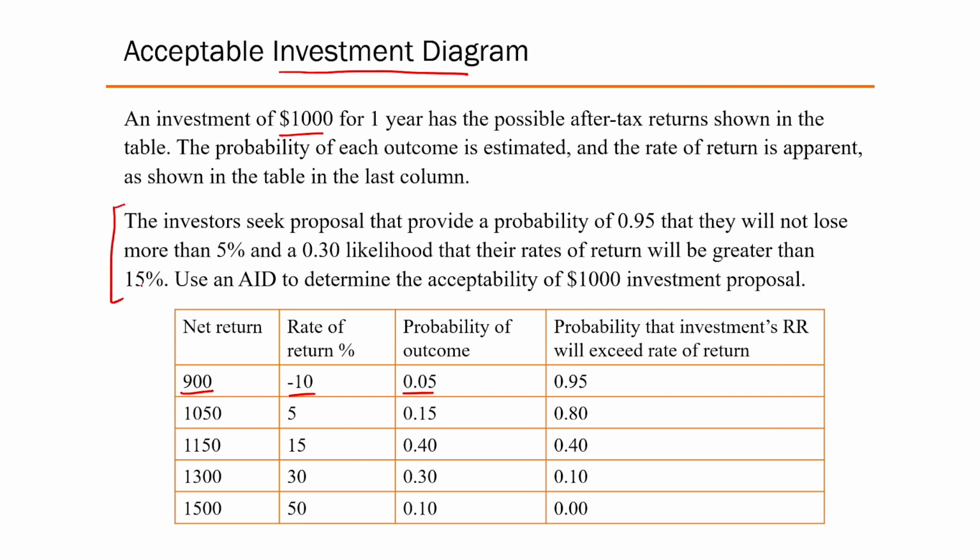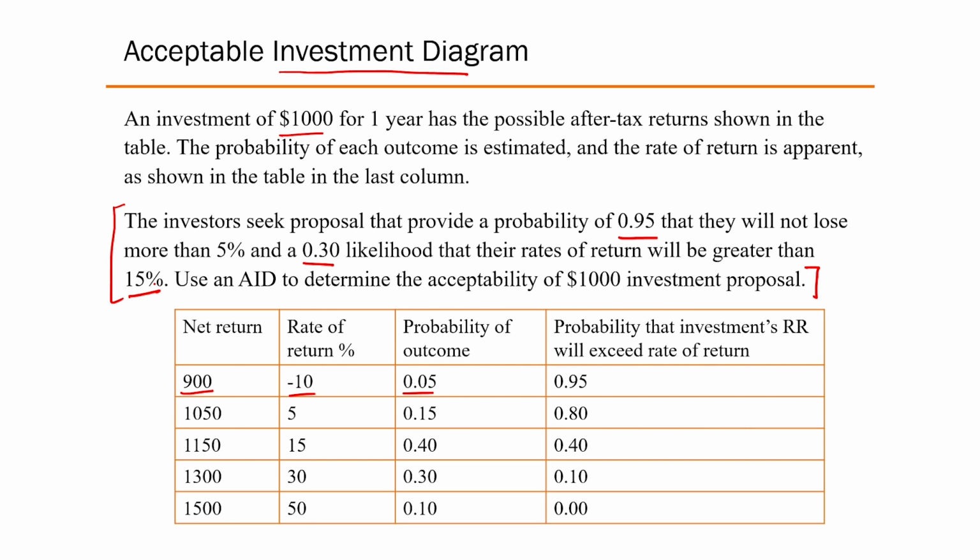Now, pay attention to this part. The investor seeks a proposal that provides a probability of 0.95 that they will not lose more than 5%. So they want an investment with a probability of at least 95% that they will not lose more than 5% on their returns, or their returns should not be less than minus 5%, at least in 95% of the cases, and a 30% likelihood that their rate of returns will be greater than 15%.